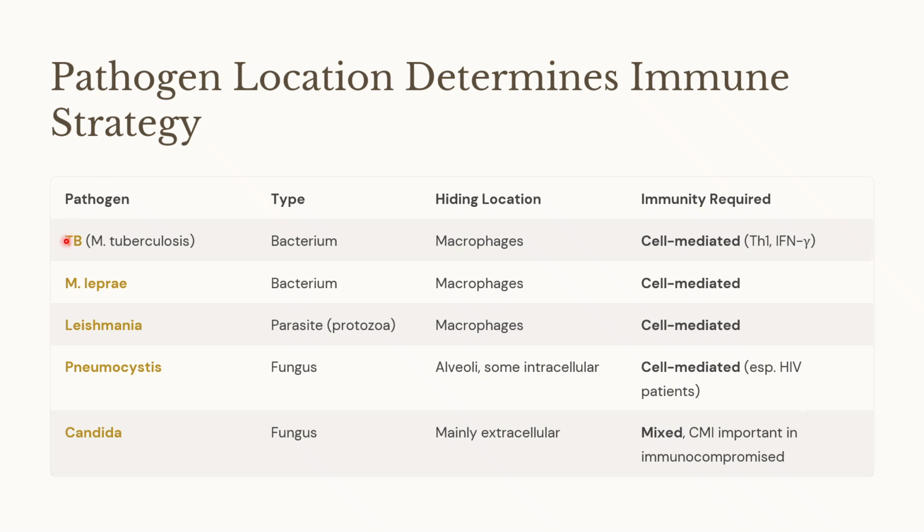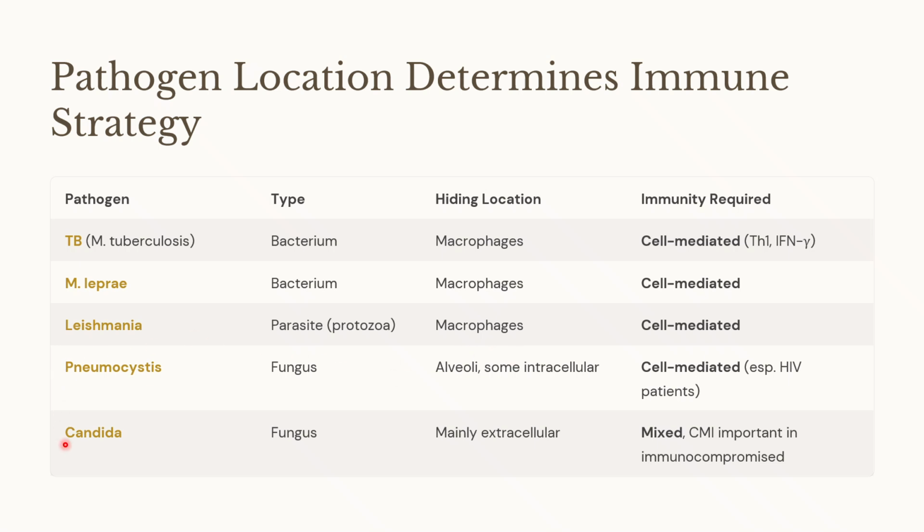If you see the Mycobacterium tuberculosis, why is this so important? Because some pathogens like these hide inside our cells where the antibodies cannot reach them. These include Mycobacterium tuberculosis, which is a bacterium and which hides in the macrophages. Mycobacterium leprae also hides inside the macrophages. Leishmania species is also an intracellular parasite which resides in the macrophages.